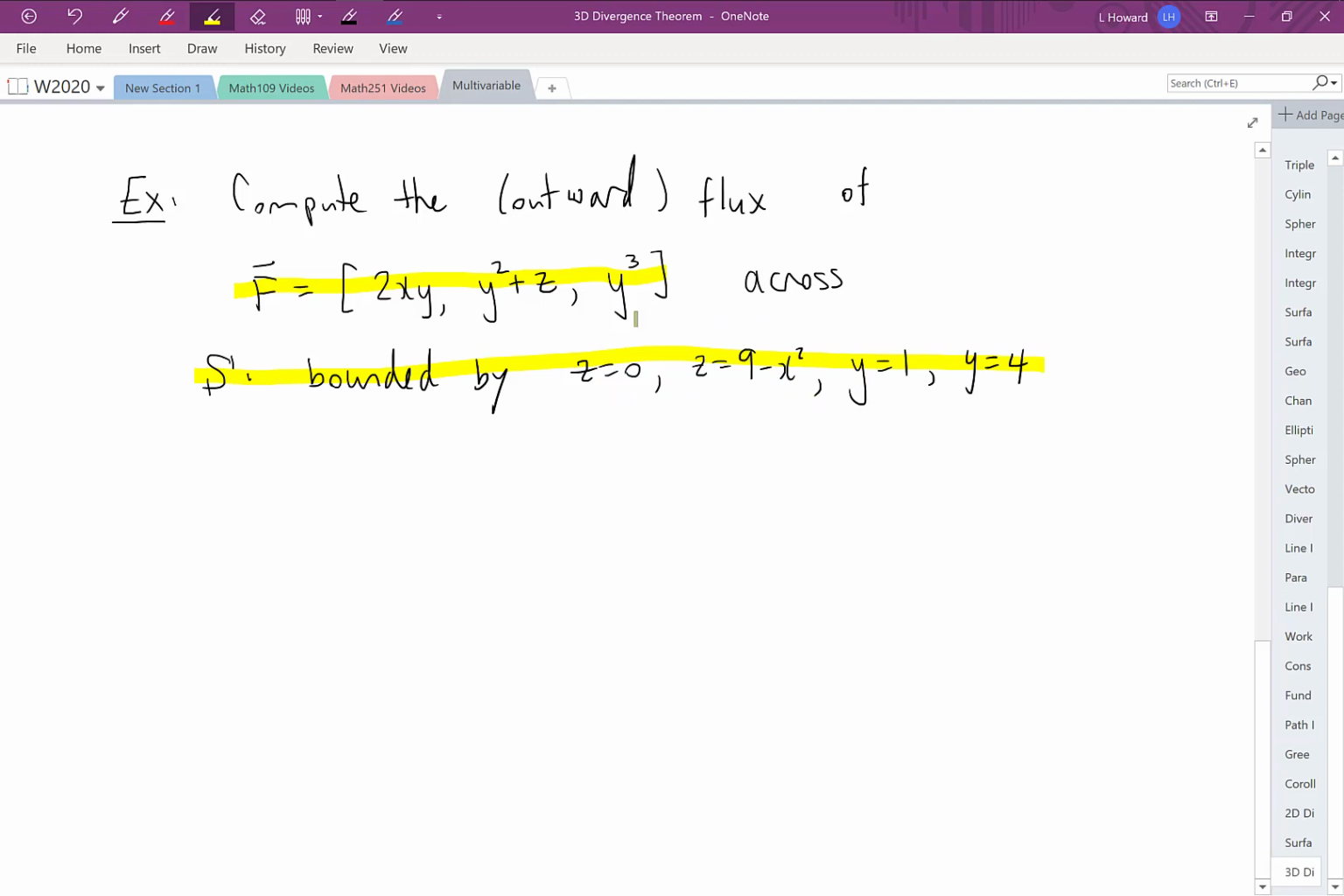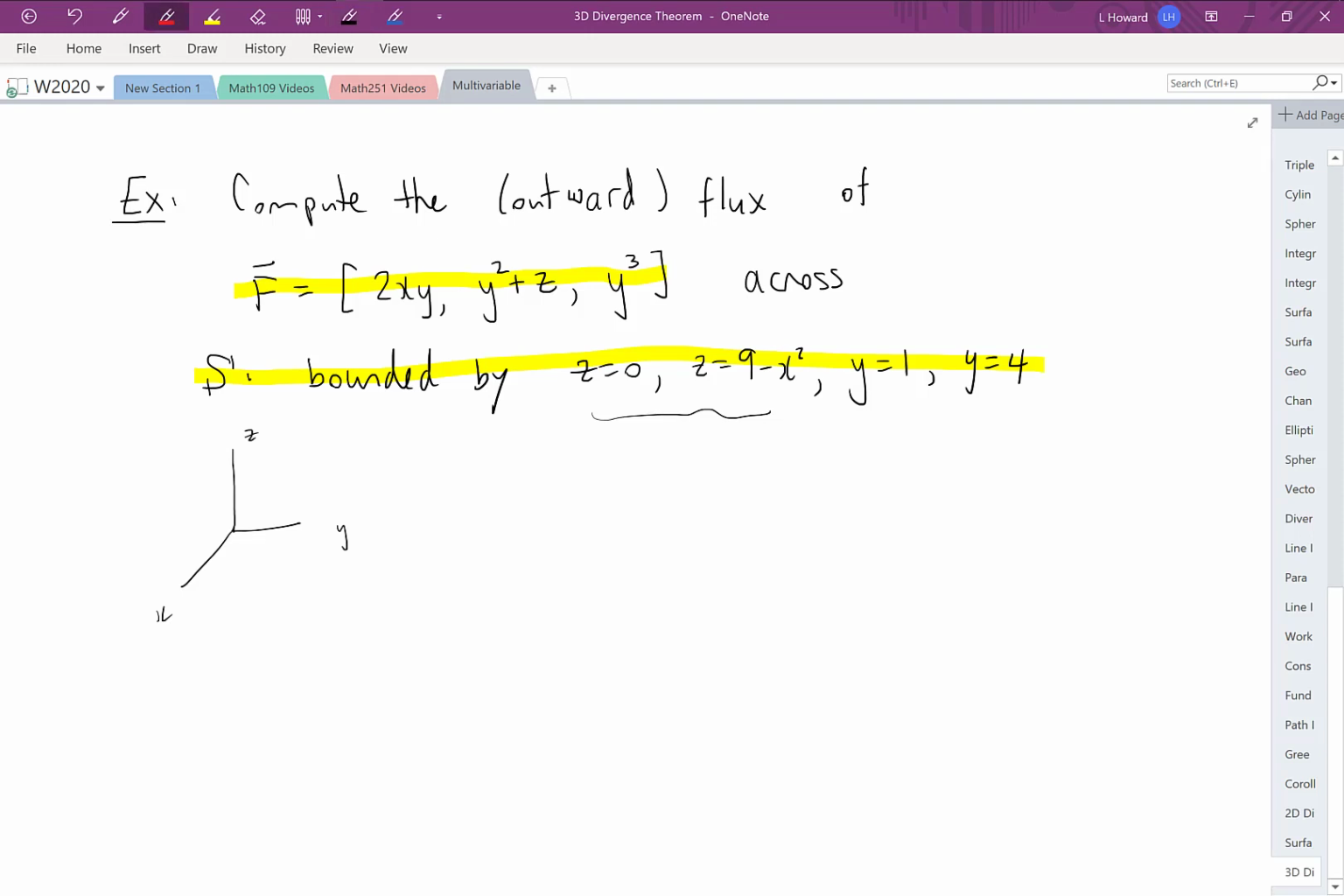And we say that the flux is outward by default for a closed surface. So this word outward here, I would say it's just for emphasis. Let's start by drawing a picture of our surface S just so we can visualize that. So looking at the first two surfaces, let's think about what's happening in the XZ plane here first.